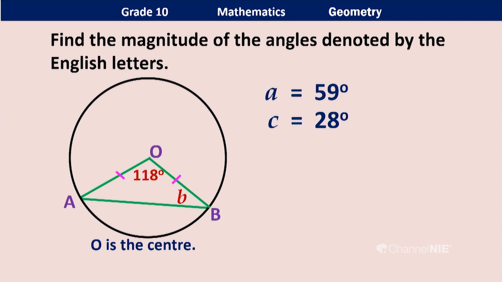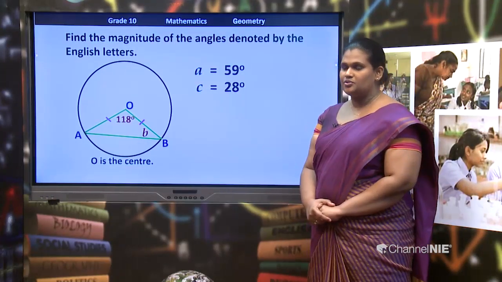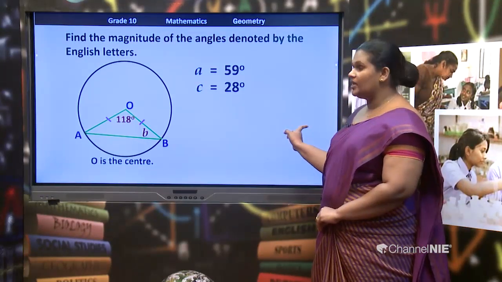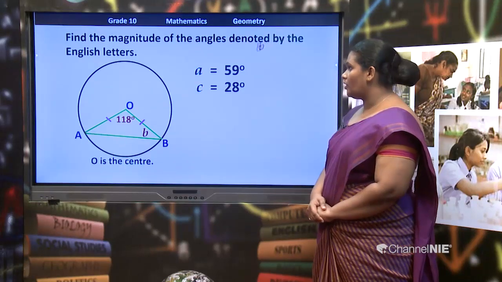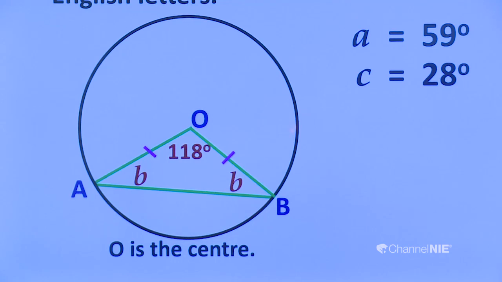So, we can say angle OBA should be equal to angle OAB, since it is an isosceles triangle. So, using that we can get the value of B. Instead of angle OAB, I am going to name it simply as B.